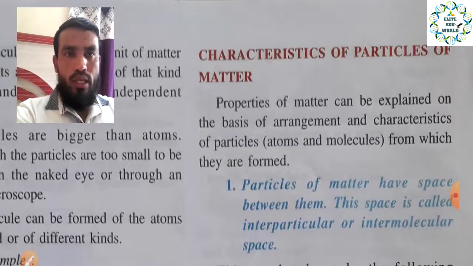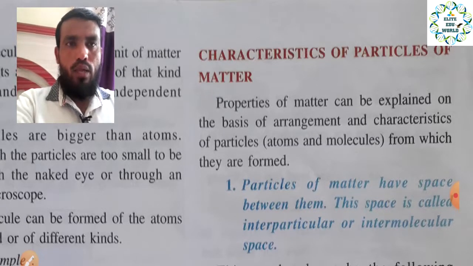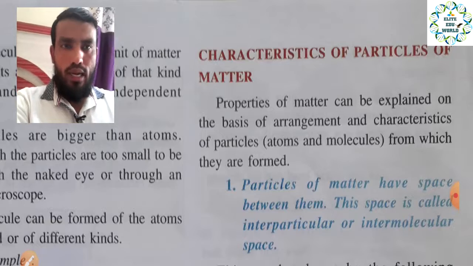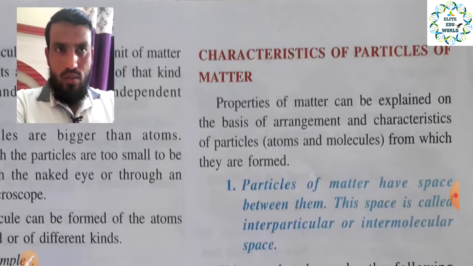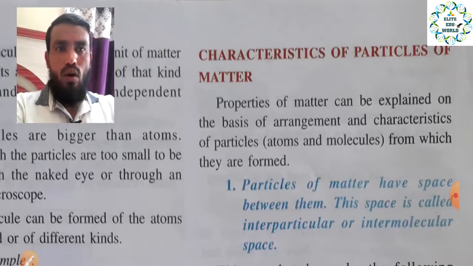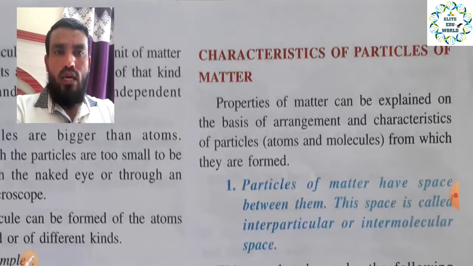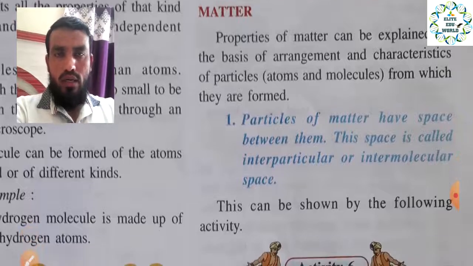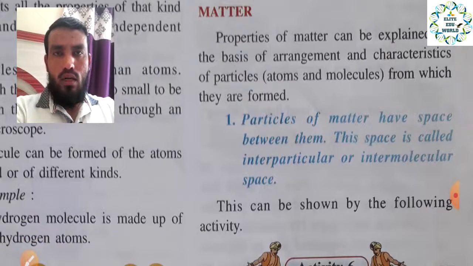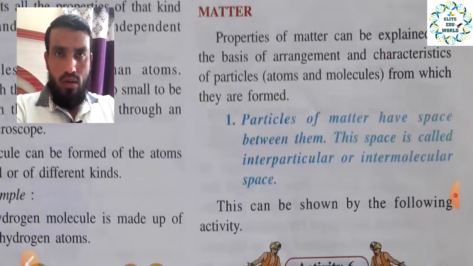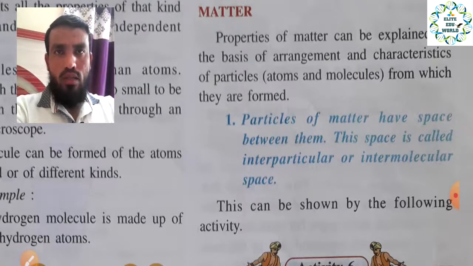So the properties of matter can be explained on the basis of the arrangement and characteristics of the particles, that is, the atoms and molecules from which they are formed. Any kind of matter we are looking at, whether it is solid, gas, or liquid, how the solid is made, how the gas is made, how the liquid is made, because as we have already discussed, all are made of molecules.